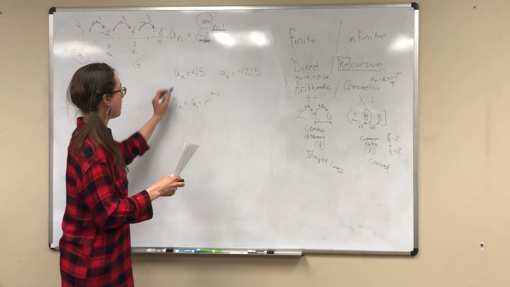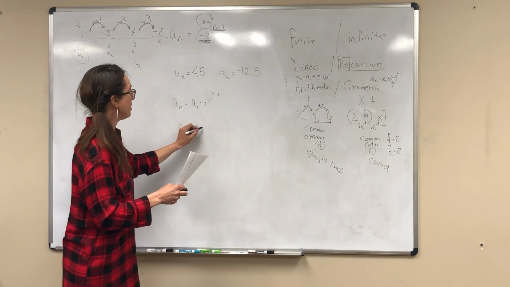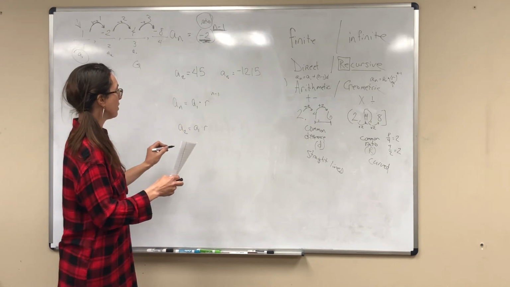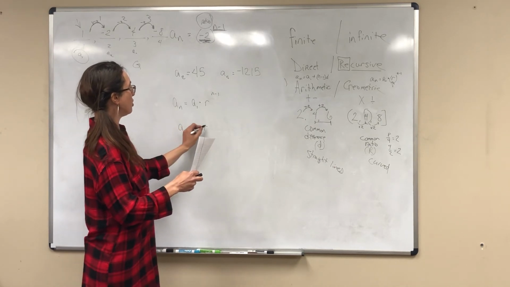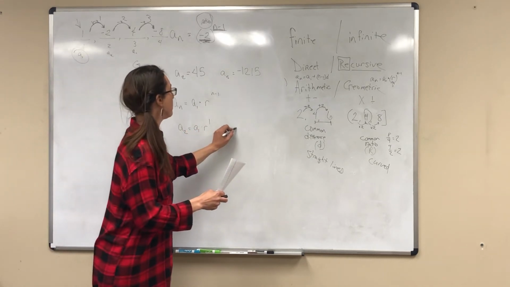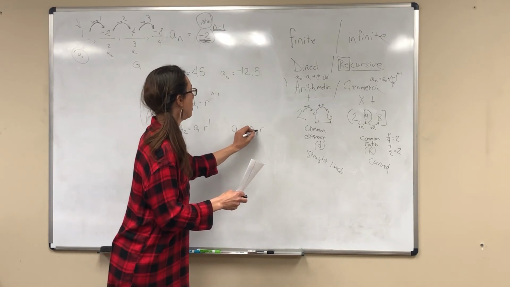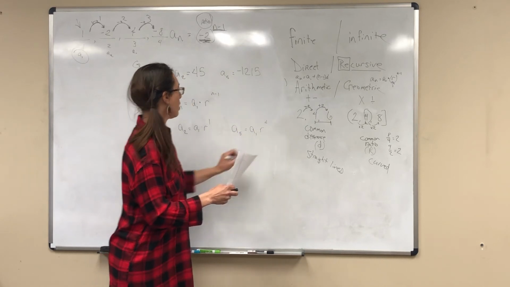Okay, so let's think about this. I have a_2 would equal a_1 times r to the first, right? And then I also know that a_5 would equal a_1 times r to the 4th.